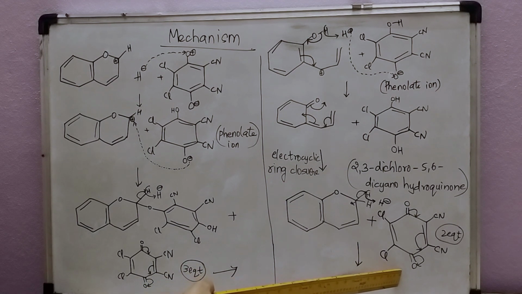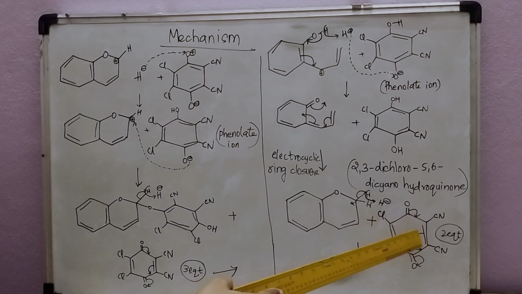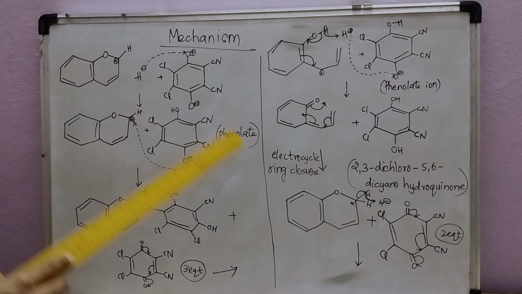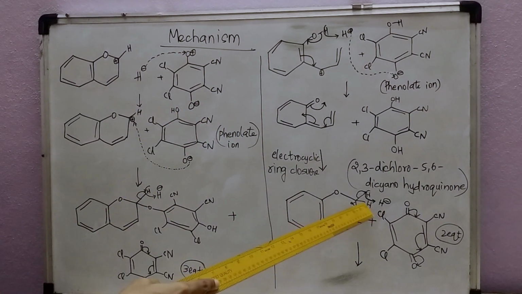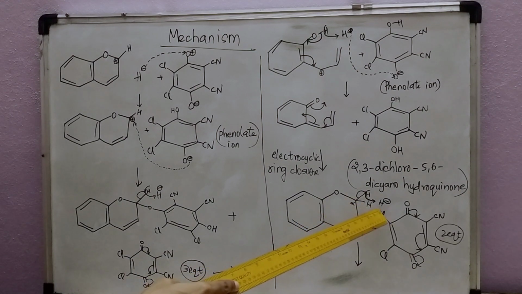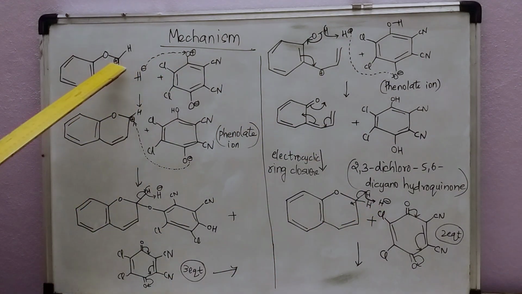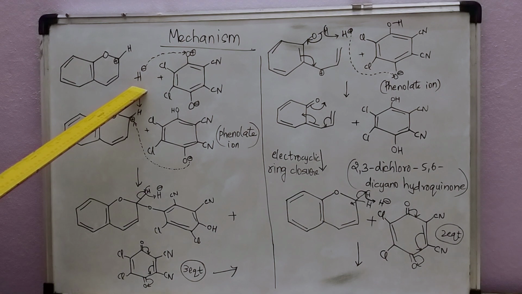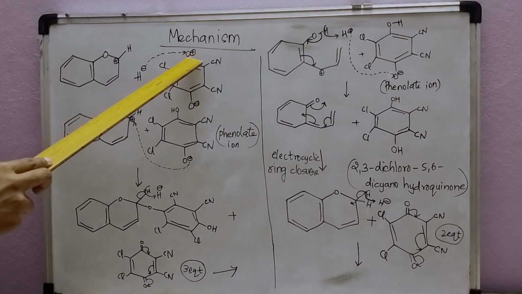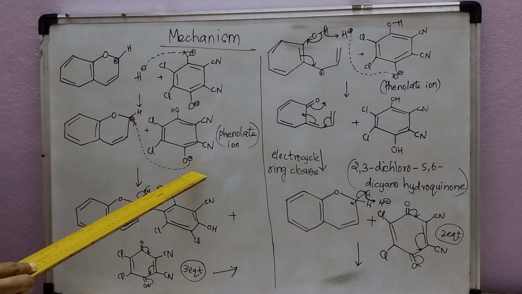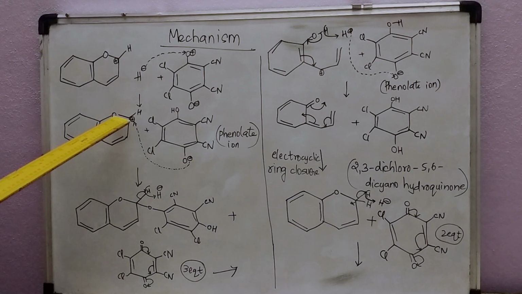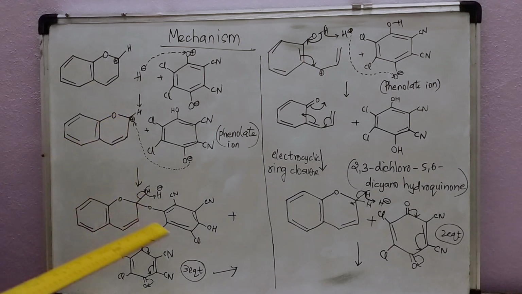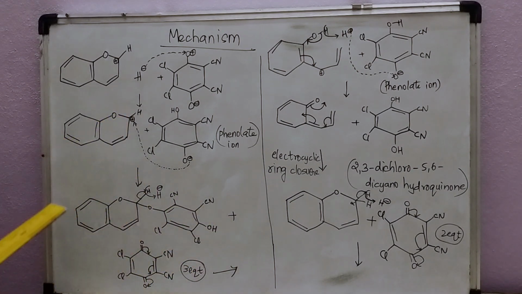In the second equivalent of DDQ, bond delocalization takes place, giving us a structure like this. And in this compound, one of the alpha hydrogens will be removed as H minus and this carbon will be getting a positive charge. The removed H minus will form a bond with the positively charged oxygen, giving us phenolate ion. Now the negatively charged oxygen in phenolate ion will bond with the positively charged carbon of this compound, giving us a structure like this.